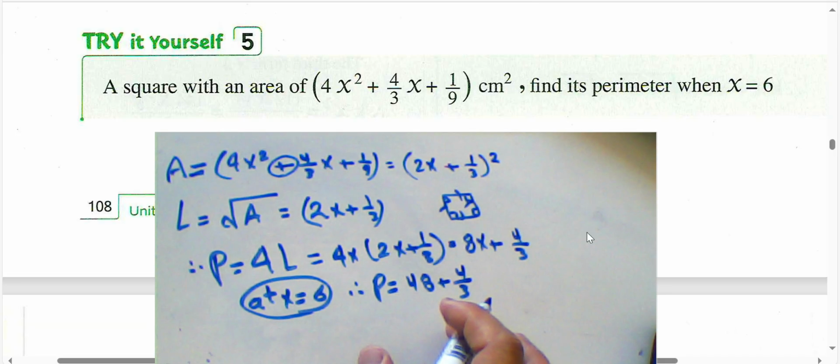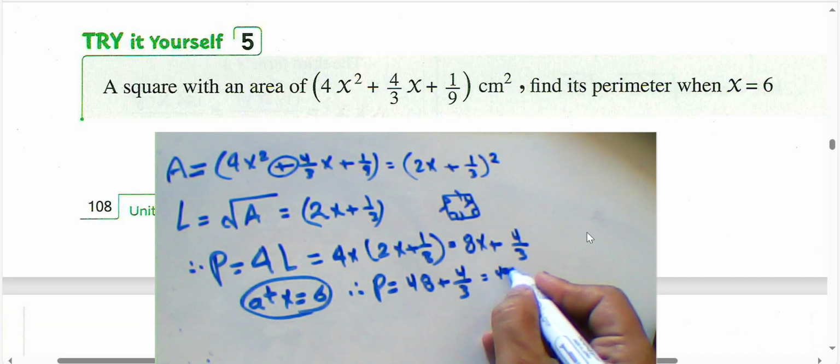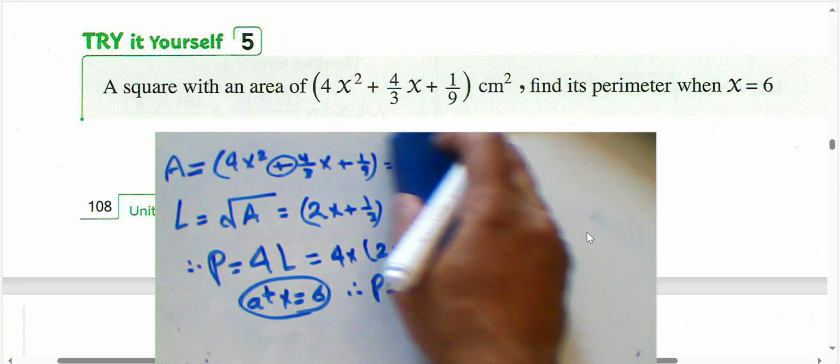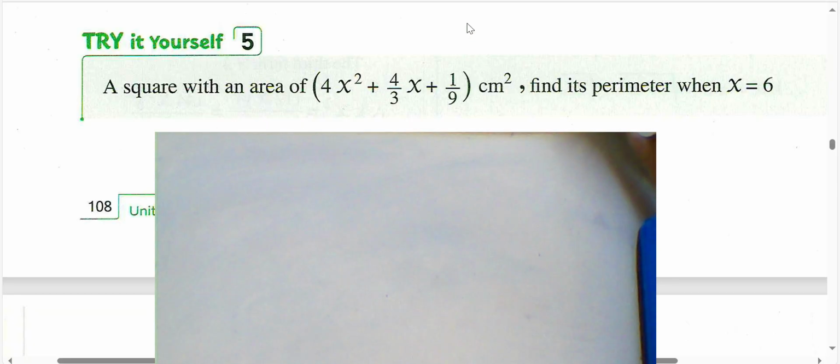4/3 is 1 and 1/3. 1 plus 48 will be 49 and 1/3 centimeters. Okay, that's the perimeter of the square. Next question.